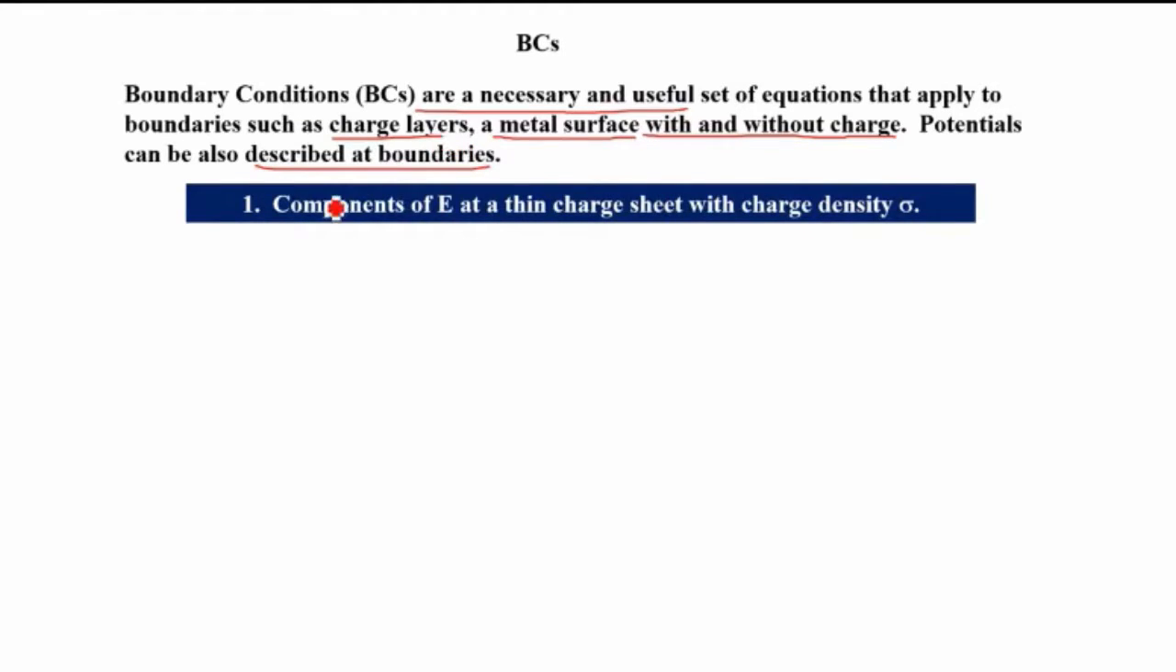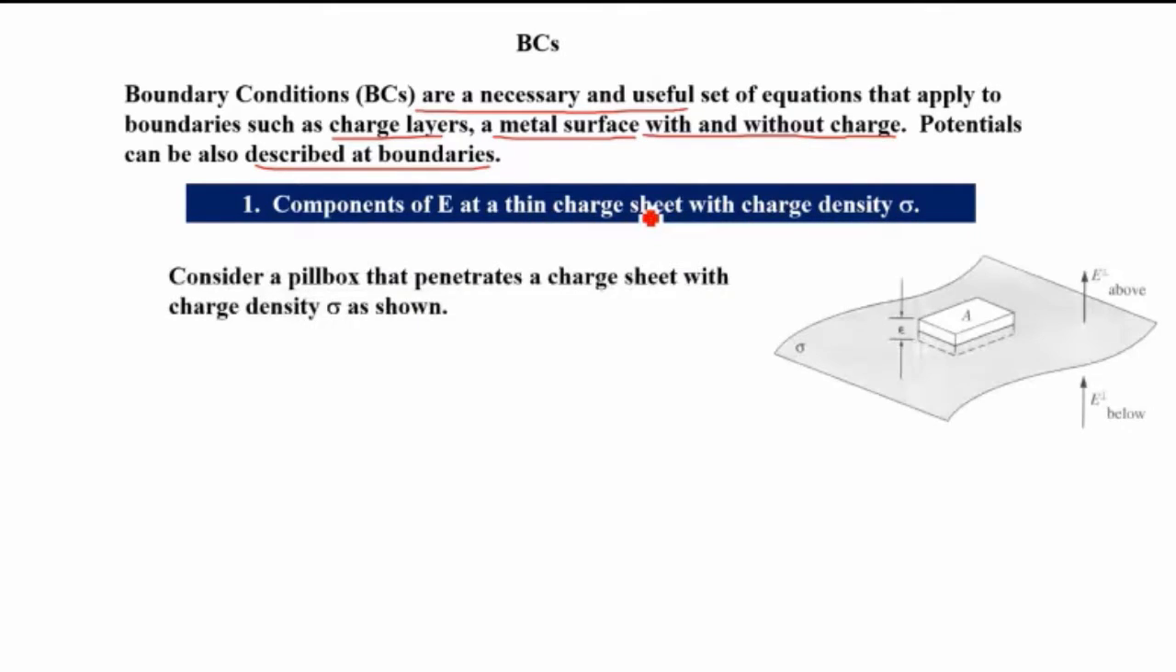So let's look at the components of E at a thin charge sheet with a charge density sigma. So that's an interface we can explore in terms of the E field. Well, we'll take a surface that looks like this. It doesn't have to be flat. It has a charge density sigma, which does not have to be constant. We build a pillbox around a region on that surface.